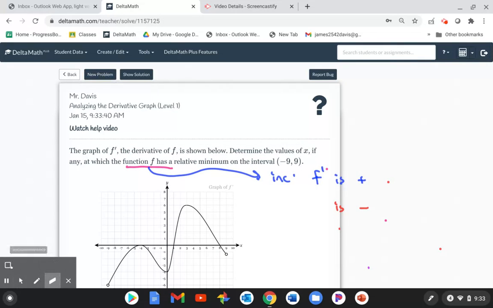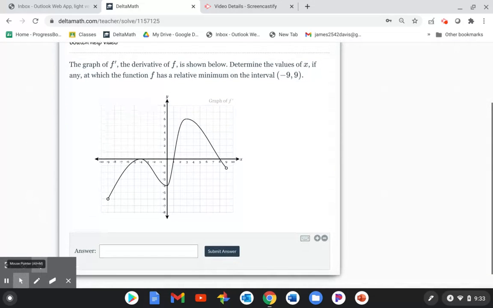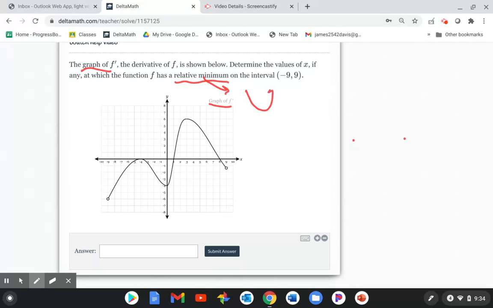All right, let's answer our next question. We're again given the graph of f prime. That will be true for all of these. But again, the AP test will mix them up. Determine the values at which there's a relative minimum. So let's think, what does relative minimum mean? Draw a little minimum. That means that the derivative is changing from negative to positive. So f prime changes from negative to positive. So where does that occur on this graph?